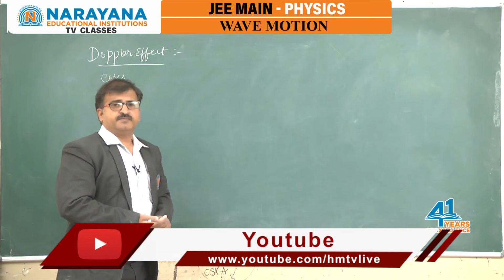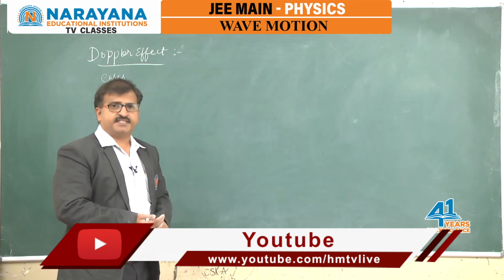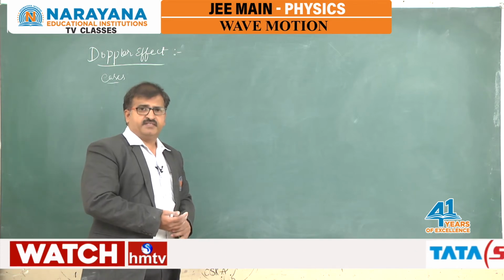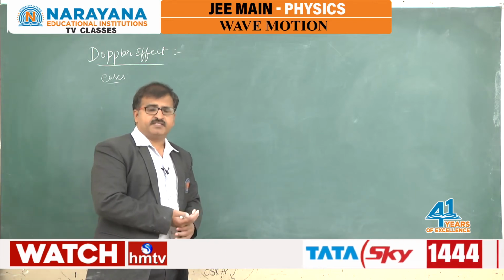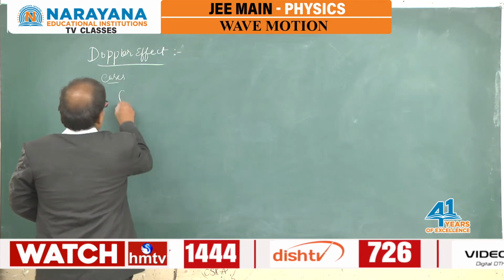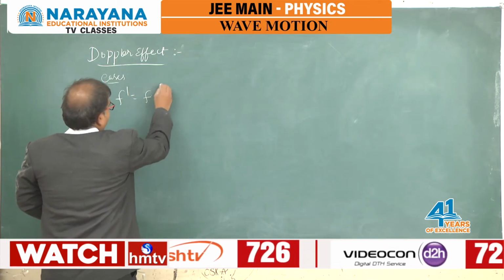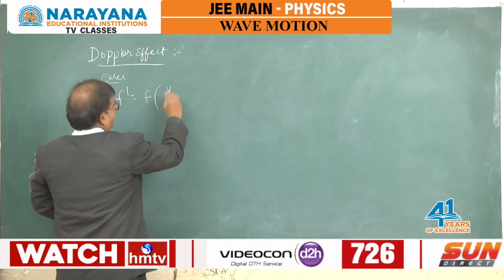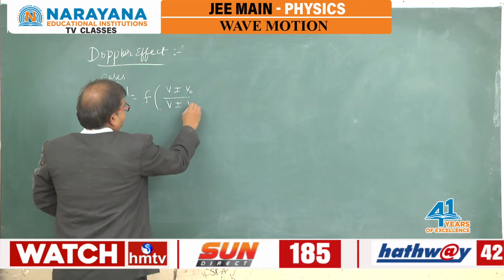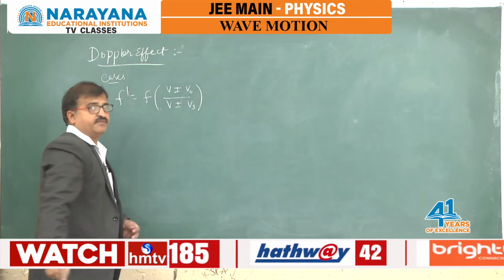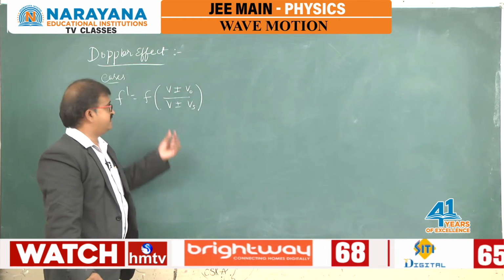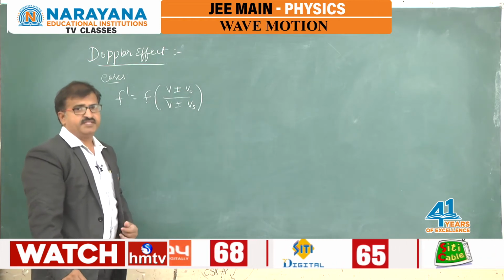It is necessary to discuss different possible cases in it. Based on that, because a wide variety of applications will be given in our competitive examinations, that too based on the Doppler effect. Here, the general equation for this frequency is f' = f × (v ± v₀)/(v ± vs), where v is the velocity of sound, v₀ is the velocity of the observer, and vs is the velocity of the source.